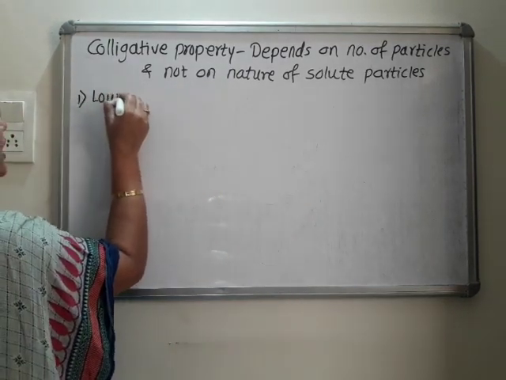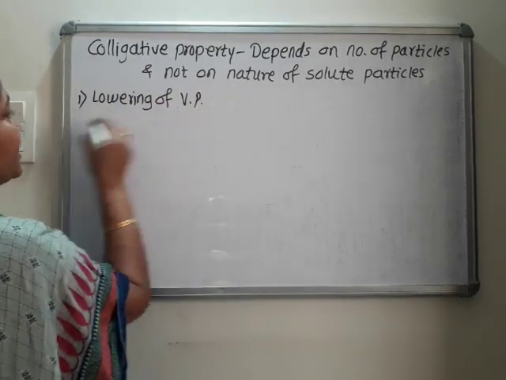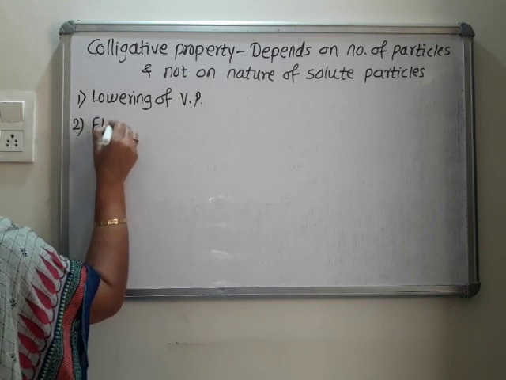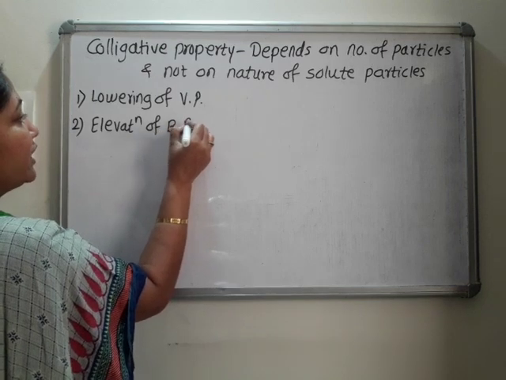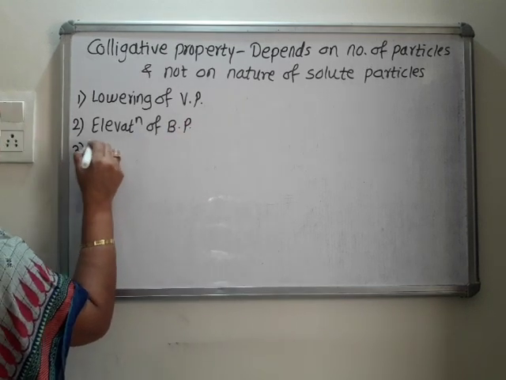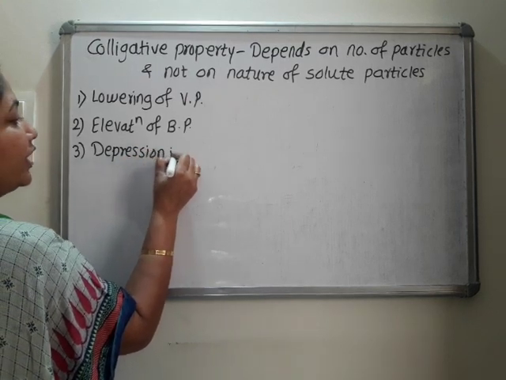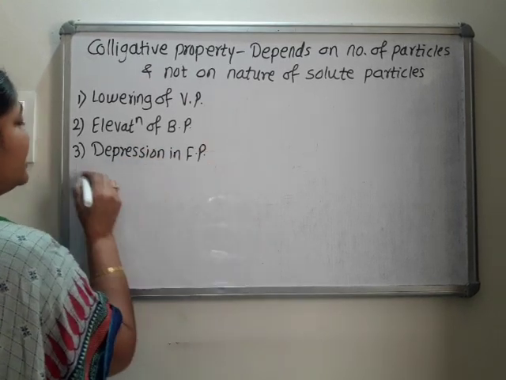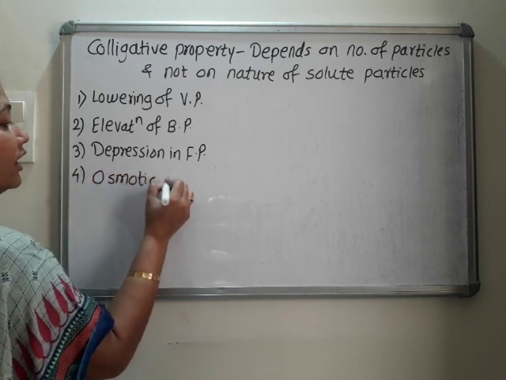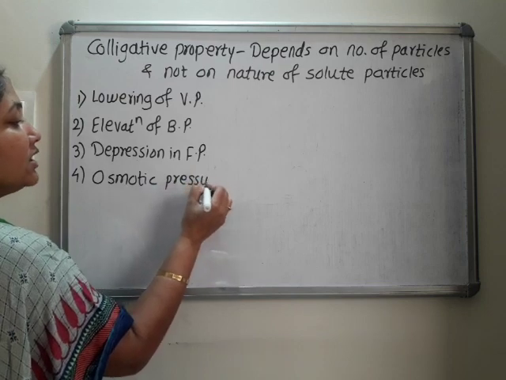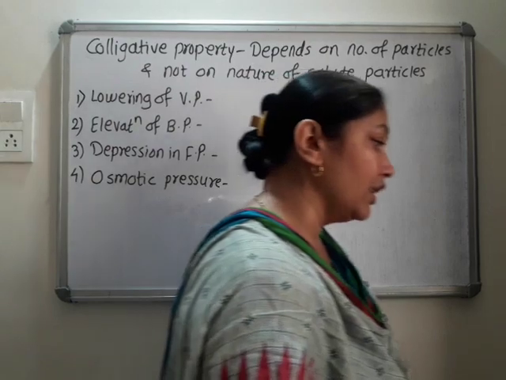See, first one is lowering of vapor pressure. Second one is elevation in boiling point. Next one is depression in freezing point. And fourth one is osmotic pressure. These four properties we have to study here.